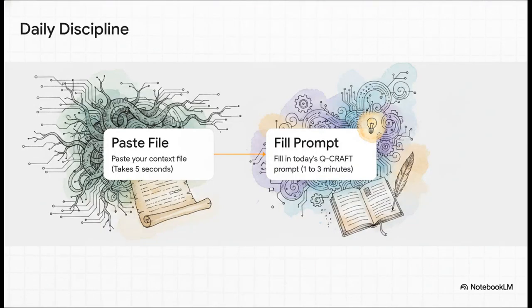What this does is create a beautifully simple two-step daily discipline. Step 1, paste your context file, handling the background that's always true. Boom, that takes 5 seconds. Step 2, fill in the QCraft prompt with what is true for today. That takes maybe 1 to 3 minutes tops. That tiny upfront investment of time will radically change the quality of the output you're going to get.